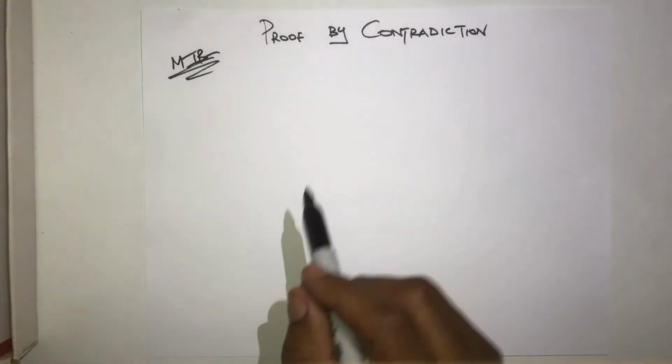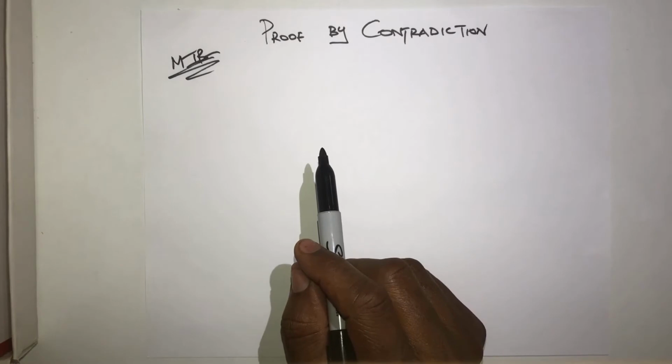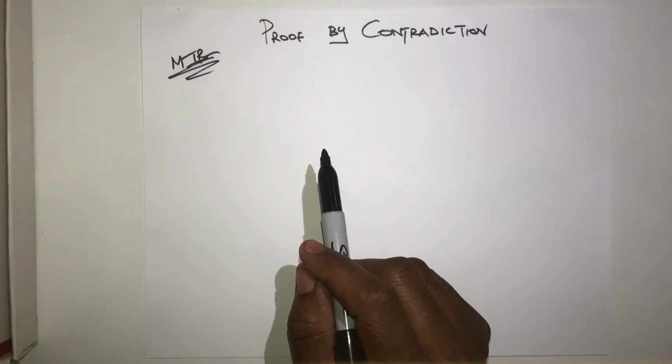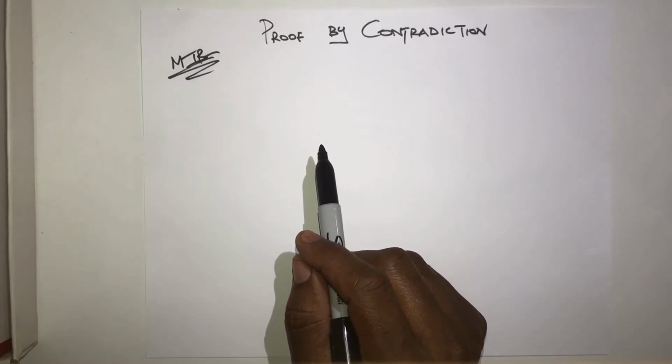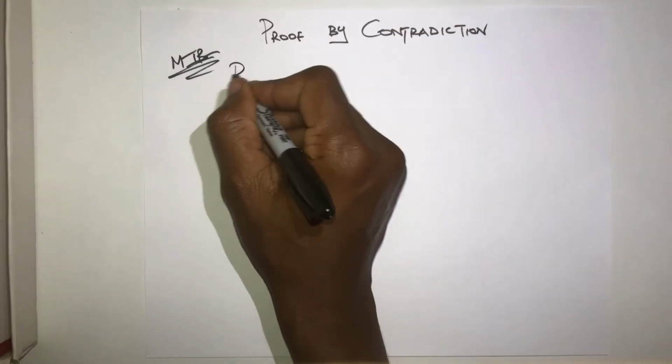Math is Beautiful, and today we'll be looking at proof by contradiction. Now proof by contradiction is a form of indirect proof where you show that the negation of the proposition in question is actually false. Hence the proposition itself has to be true. Now you simply do this by assuming the negation of the proposition, then prove that the negation itself leads to a contradiction. Let us assume a proposition P.